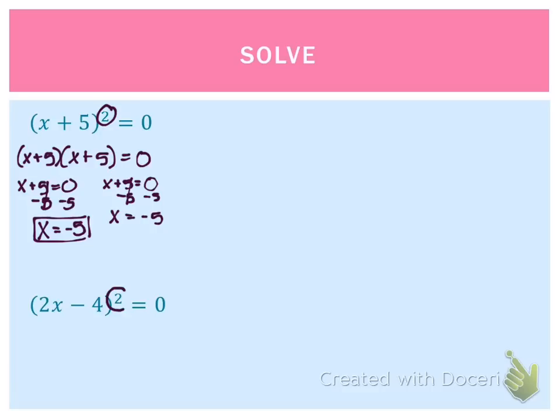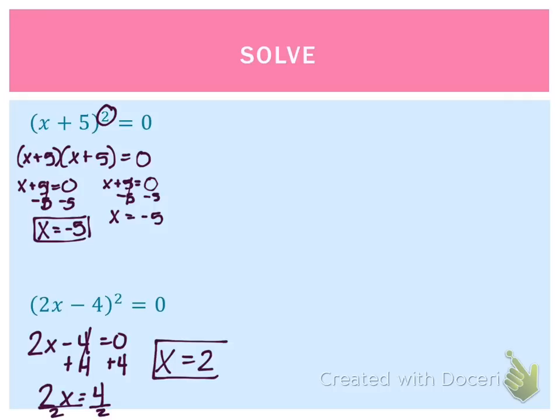So let's do this next one. 2x minus 4. I notice that it's squared, so I don't need to do it twice, okay? I'm just going to write 2x minus 4 equals 0. What is my first step in solving this equation, Trent? Add 4 to both sides. Very good. Addition, subtraction always comes before multiplication and division. So I have 2x is equal to 4. Now what should I do? Sarah? Divide by 2. And I get x is equal to 2. Again, I don't have to write it twice because the second answer is going to be the exact same thing.